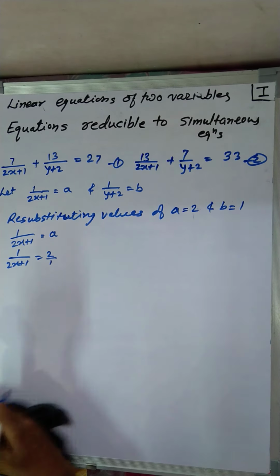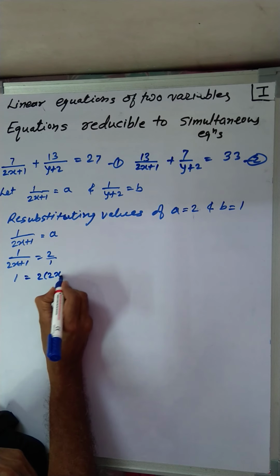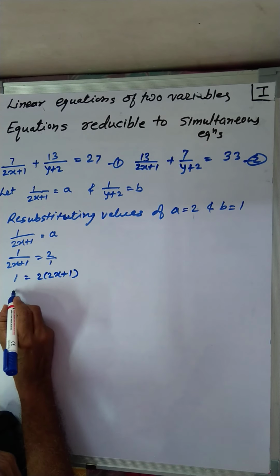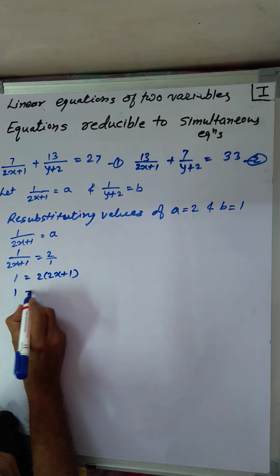Taking cross multiplication, we get 1 is equal to 2 into 2x plus 1. That means 1 is equal to 4x plus 2. Take the 2 to the other side, we get 4x is equal to 1 minus 2. That means 4x is equal to minus 1, hence x is equal to minus 1 upon 4.